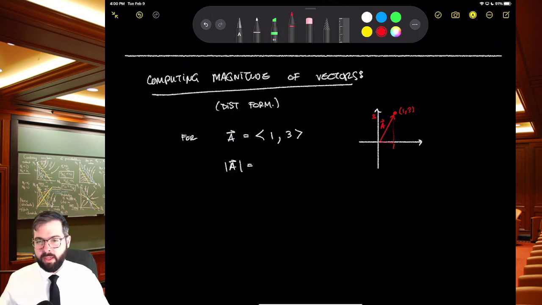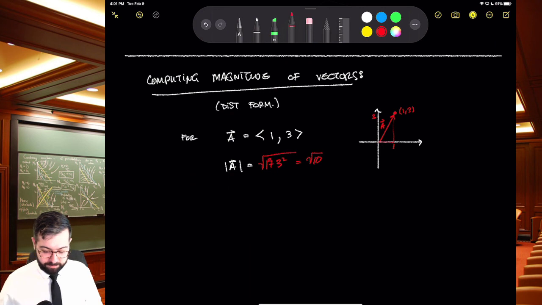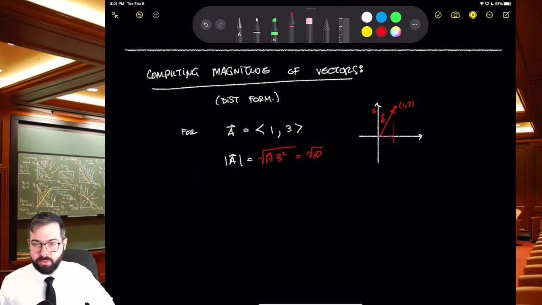How would I find the length? We just do the distance formula, the Pythagorean theorem, right? 1 squared plus 3 squared. So the length is radical 10, the length of that hypotenuse. Right?